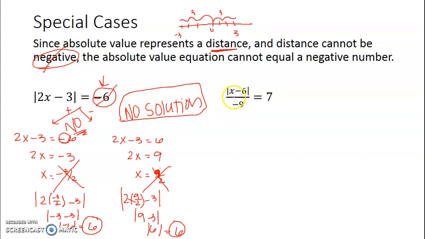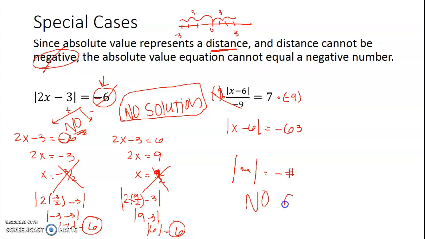On this one over here, I'm trying to get the absolute value by itself. So I multiply both sides by that negative 9. I have the absolute value of x minus 6 equals negative 63. As soon as I see that I have an absolute value of something equaling a negative number, I know it is no solution, and I need to stop right there and say no solution.